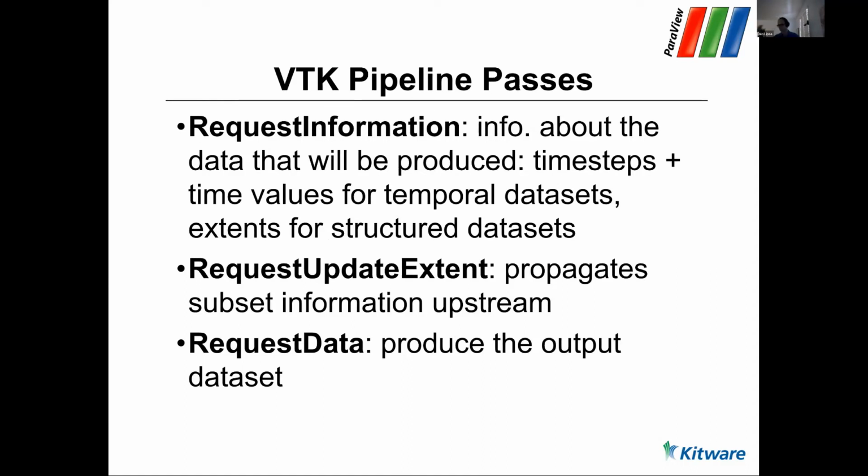A filter is called at additional times besides only to do the computation. So there are two more important pipeline passes when the programmable filter or any VTK filter is called. One is request information. This allows the filter to provide information about the data that will be produced. This information can be the number of time steps and the time values for each time step for temporal data sets, or the extents for image data.